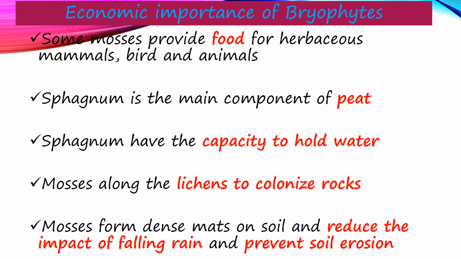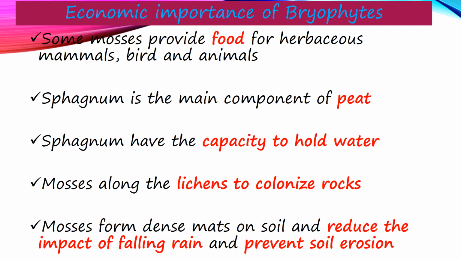So far, we have seen the general characteristics of bryophytes and the classification of bryophytes. Now, let's talk about the economic importance of bryophytes. Some mosses produce food for herbaceous mammals, birds, and other animals. Species of sphagnum mosses are the main components of peat. Peat is a blackish or dark brown material which is the remains of plants partially decayed by water. Later, this peat is dried. The dried peat is widely used as a fuel as well as for domestic heating purposes.